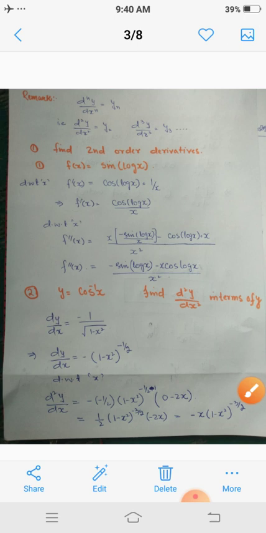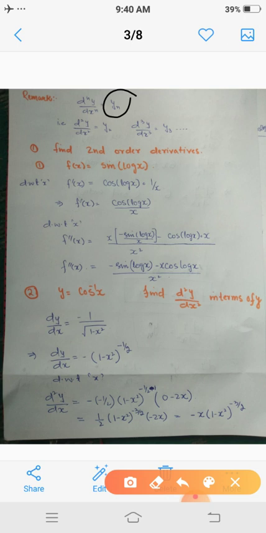Sometimes we denote this dny upon dxn by yn, that is, we denote d2y upon dx square by y2, we denote d3y upon dx cube by y3, or simply we denote dy by dx by y1. This means that y1 is the first order derivative, y2 is the second order derivative, y3 is the third order derivative, or yn is the nth order derivative.